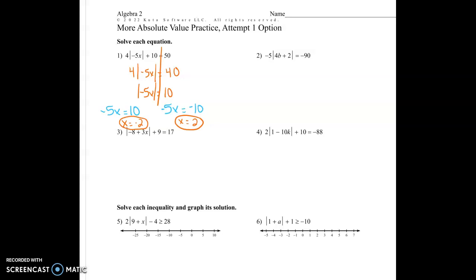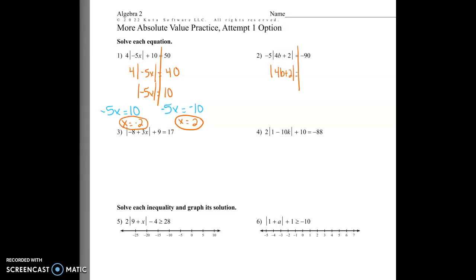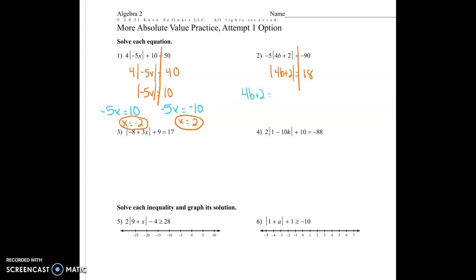So number 2, again, I'm going to draw my wall, isolate the bars. To isolate the bars, I have to move the negative 5. I will be dividing by negative 5. Right, so again, dividing by negative 5, that will leave me with 18. And now I'm ready to make my two equations since I've isolated the bars. One of them will be 4b plus 2 equaling 18, and then 4b plus 2 equaling negative 18.